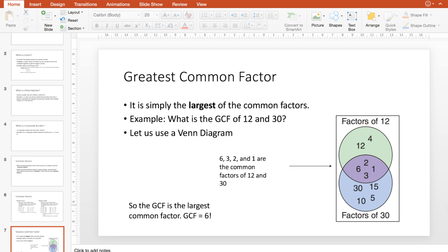So the GCF, greatest common factor, is the largest of the common factors, the biggest number from the common factors. Well, we know 1 is the smallest. The largest is 6 because 2 and 3 are in the middle. So the largest common factor is 6. So the greatest common factor of 12 and 30 is 6. Alright, so this was how to find the common factors and the greatest common factor.